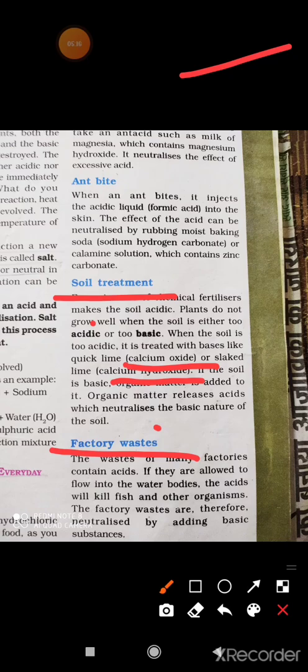If they are allowed to flow into the water bodies, the acid will kill the fish and other aquatic organisms. So the factory waste is neutralized by adding basic substances, and after that it is allowed to flow in the water. So that is the factory waste treatment using neutralization. In this way neutralization is useful in our everyday life.